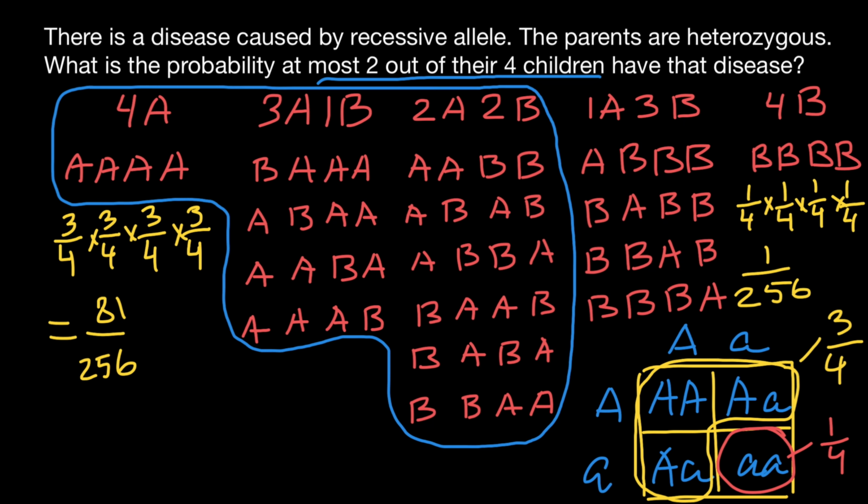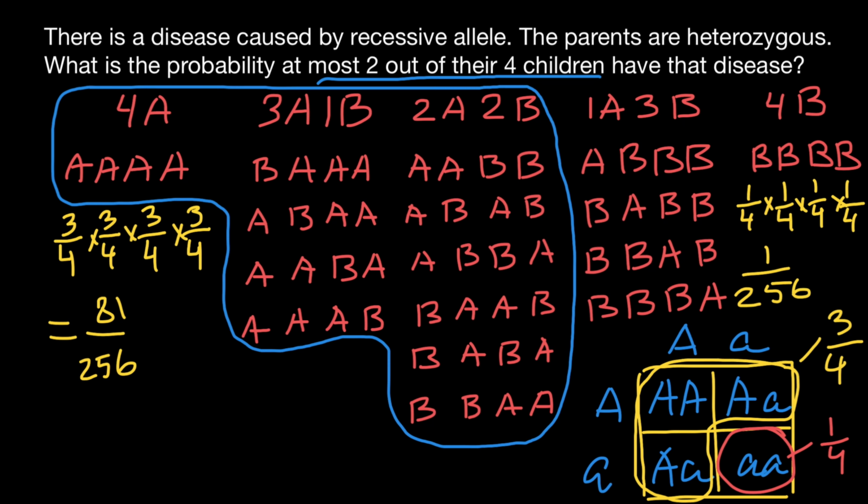Compare the probability to have 4 healthy children and the probability to have 4 children who are going to be affected with this genetic disorder. The difference is 81 times. This event is more probable than this event. Now let's count what is the probability to have 3 healthy children and 1 child who is going to be affected with this genetic disorder.